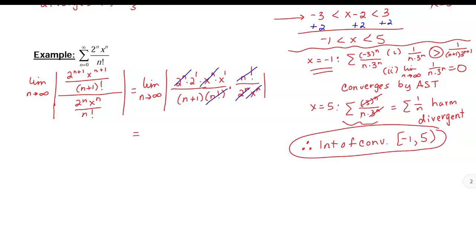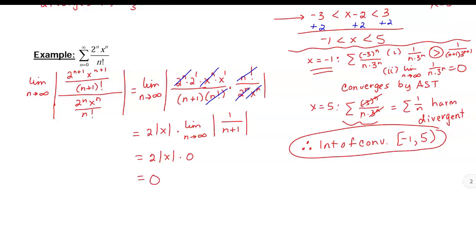The 2 and the x are not part of the limit. The limit is on n only. I'm going to move 2 and absolute x out in front of the limit, and I'm left with 1 over n plus 1. The limit as n goes to infinity of 1 over n plus 1 is 0. So we're getting a 0 result.